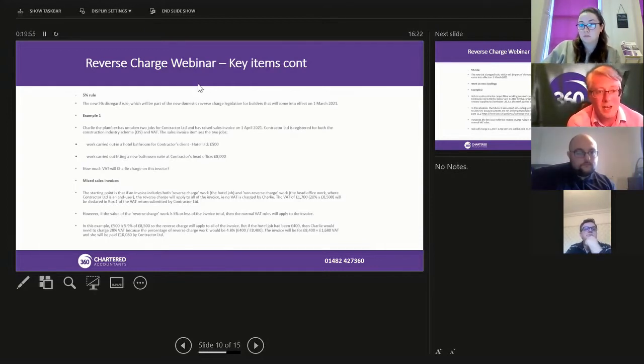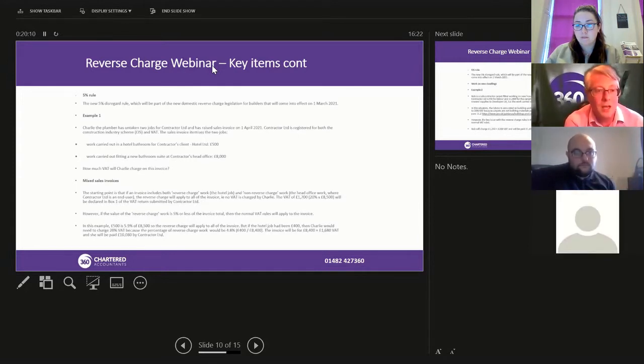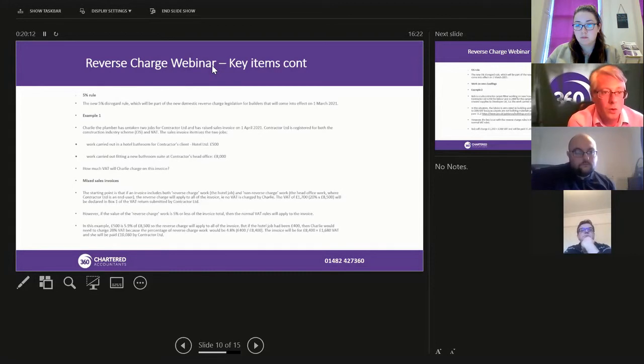The second example there is about mixed sales invoices. So if you've got something that is both 0 rated and standard rated, again, you've got to look at how that falls within the scheme. Sorry, I'm just reading that.